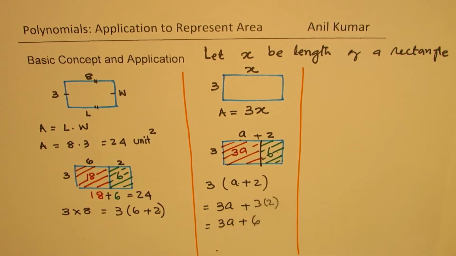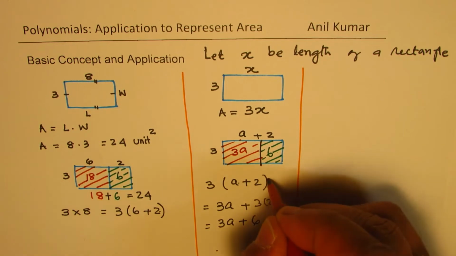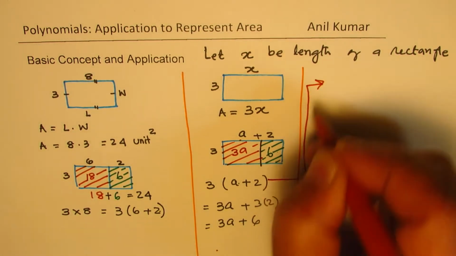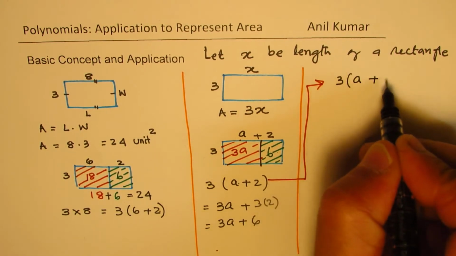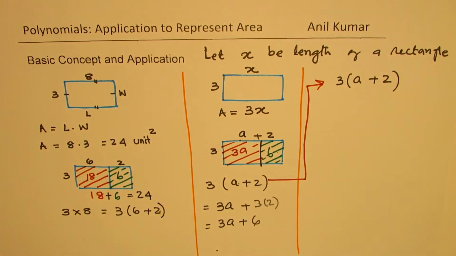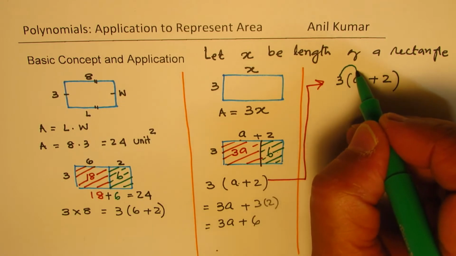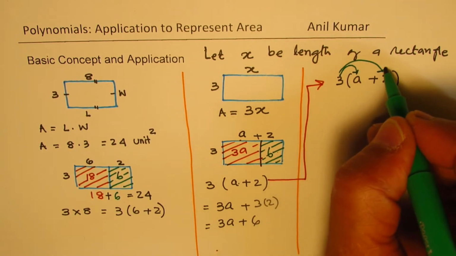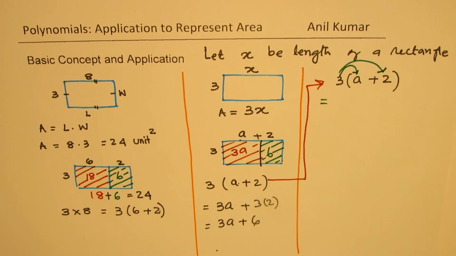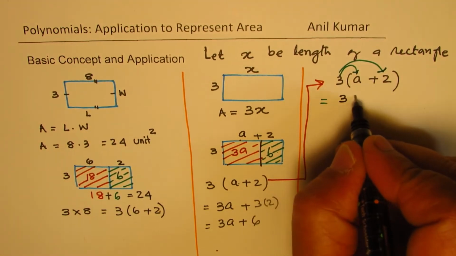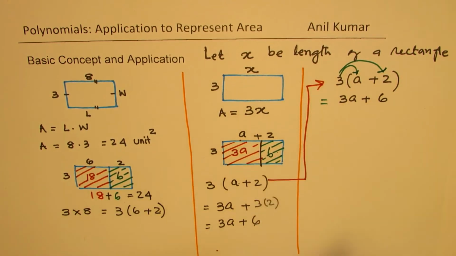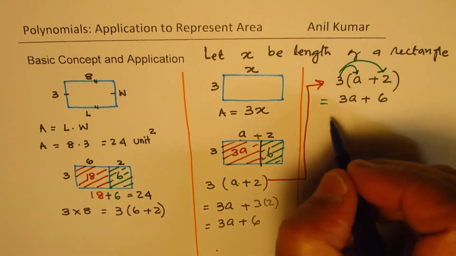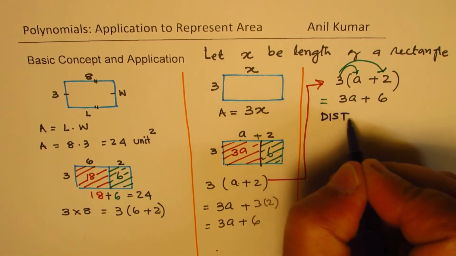Now, let's look into this portion carefully. What we have here is 3 times (a plus 2). What did we do? We first multiplied 3 with a and also with 2, correct? So when we did so, we get 3 times a plus 3 times 2, which is 6. This property is called the distributive property.